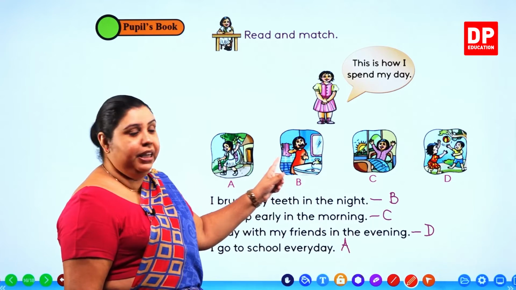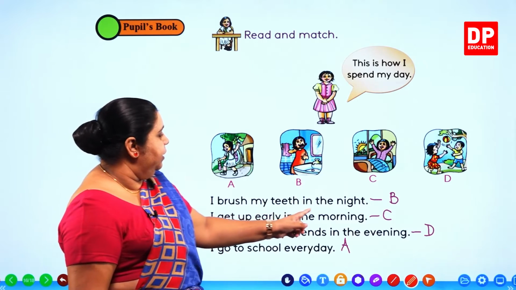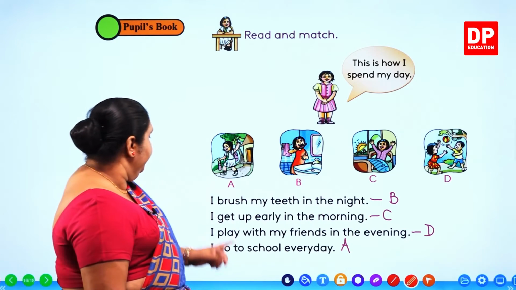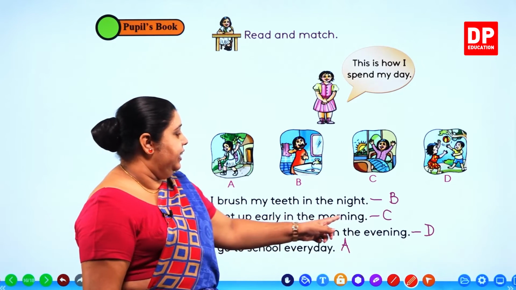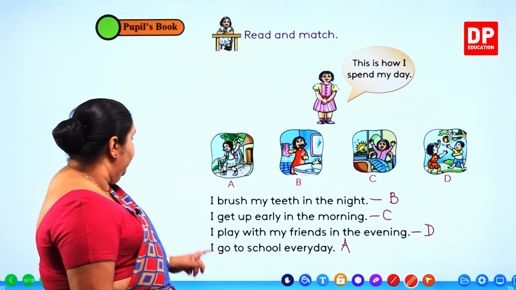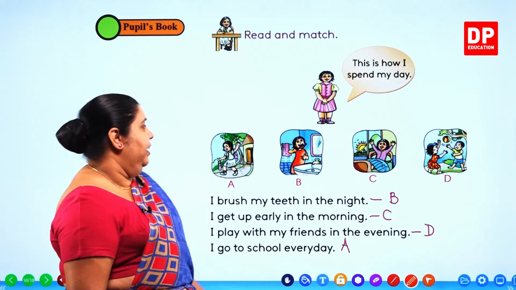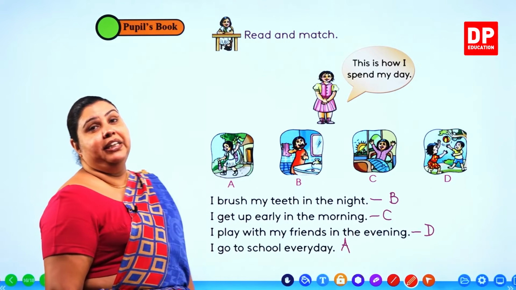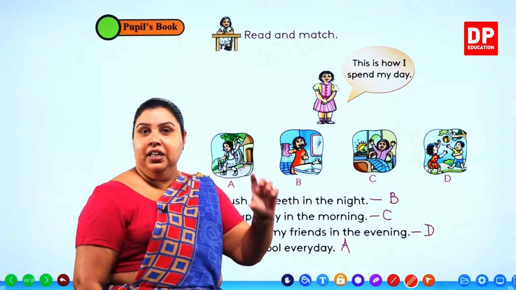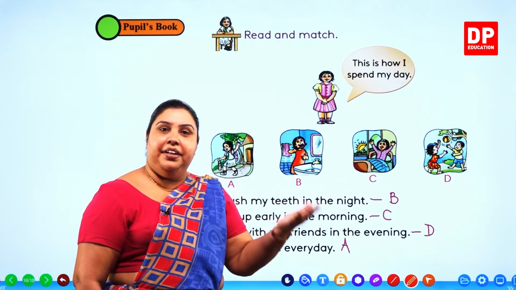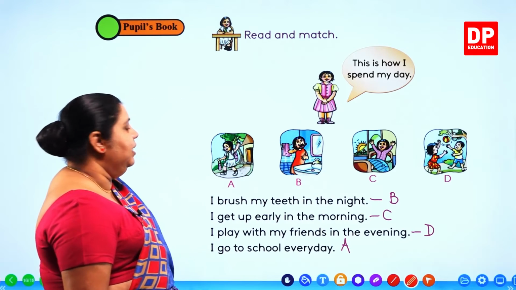I brush my teeth in the night. That is picture B. I get up early in the morning. Picture C. I play with my friends in the evening. Picture D. I go to school every day. Picture A. Right. So now we have completed our pupils book sentences. We read them and we have matched them accordingly.